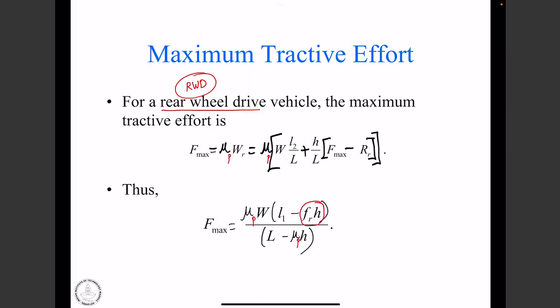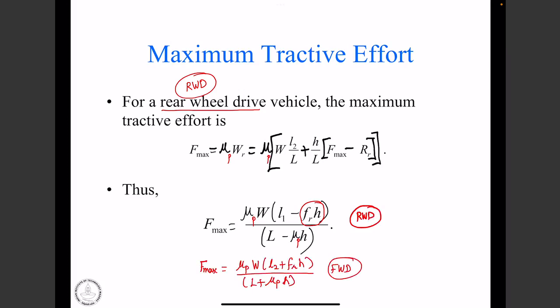So we are essentially going to look at what happened when we have a front wheel drive as opposed to a rear wheel drive. This is the maximum tractive force that we get out of a rear wheel drive. And if we recall what happened with the case of a front wheel drive, let me write down that expression here. F max for a front wheel drive would have been mu p W times (L2 plus f_r h) divided by (L plus mu p h). So this is what we would have got for a front wheel drive.